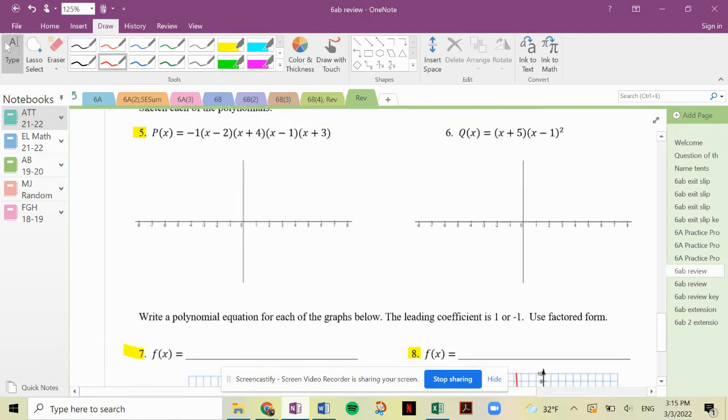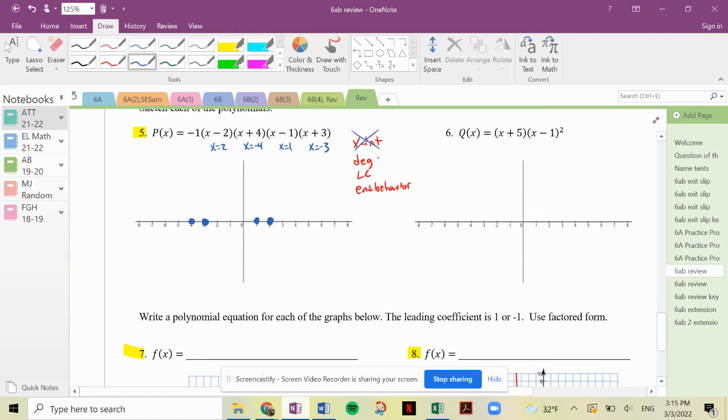The process that I always follow is: mark my x-intercepts, look at the degree, look at the leading coefficient, mark the end behavior, and then graph. Our x-intercepts always occur at opposites of factors. That tells me x equals 2, -4, 1, and -3 are my x-intercepts. So I'm going to mark those: 2, -4, 1, and -3. Got that done.